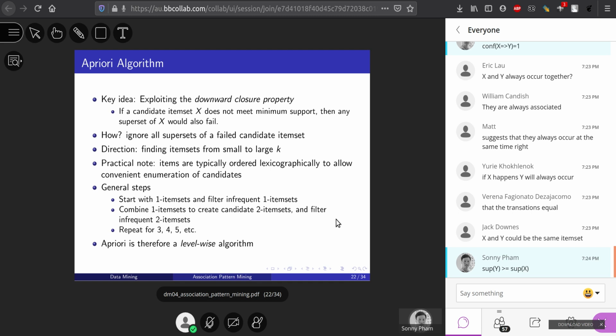So the process is as follows. First of all, we start with 1 item sets. Then we filter out all infrequent item sets. Then we combine 1 item sets to create candidate 2 item sets. Then we search through the transaction database, and decide which ones are frequent and which are not frequent. Okay, and we keep going. That's the idea of the Apriori algorithm. Therefore it's called a level-wise algorithm, because it performs one level at a time, and it moves to the next level when it has finished the current level.